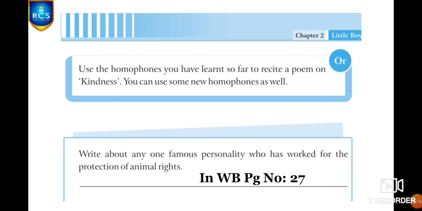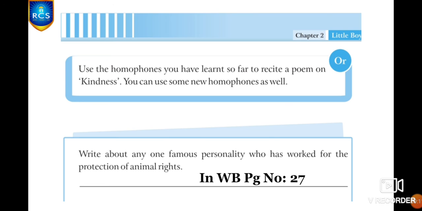And the next one, use the homophones you have learned so far to recite a poem on kindness. You have to write a poem on kindness, and don't forget you have to use homophones that you have learned so far in this chapter. And after writing this poem, you have to recite. That means you have to read and you have to tell by yourself. And you can send this as a voice message.